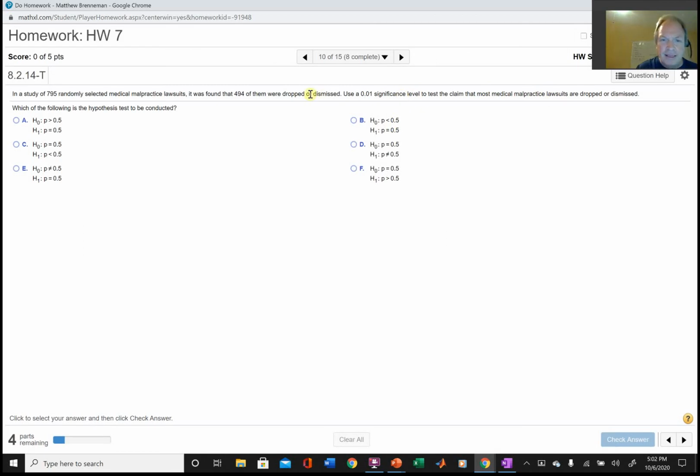Okay. Again, let's just try to get the alternative. Once we get that down, everything else is pretty straightforward. So in a study of 795 randomly selected medical malpractice lawsuits, it's found that 494 of them were either dropped or dismissed. Use an alpha of 1% to test the claim that most medical malpractice lawsuits are dropped or dismissed. Okay, so most would be greater than 50%.